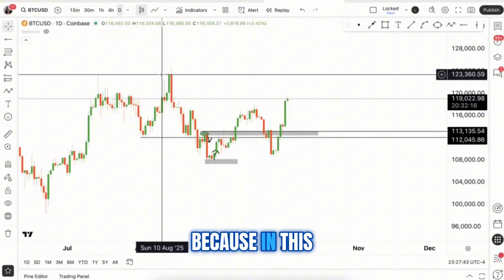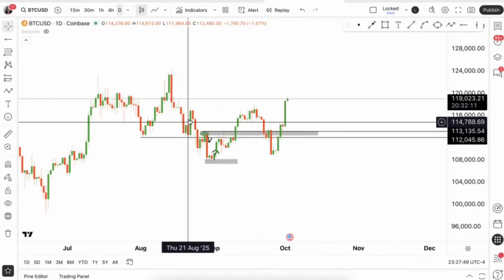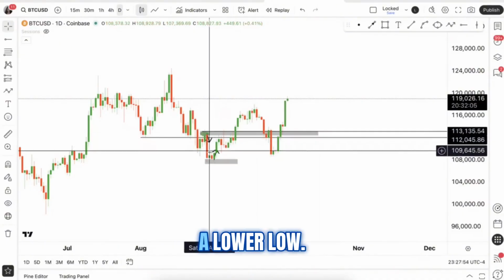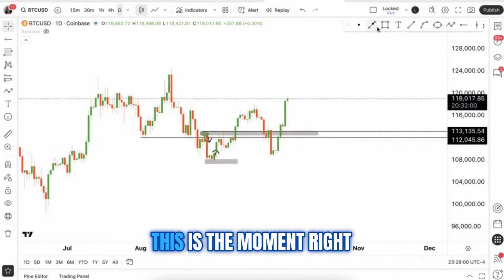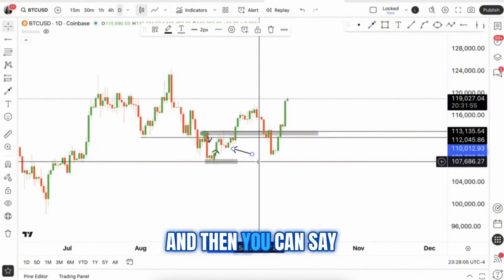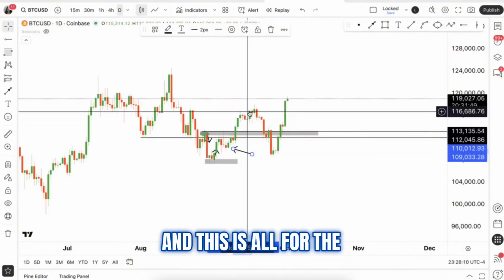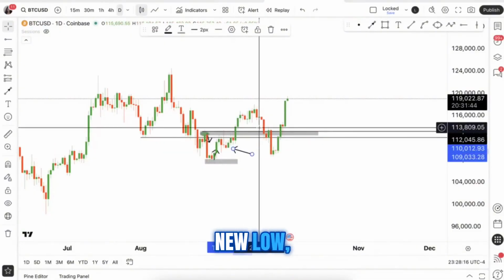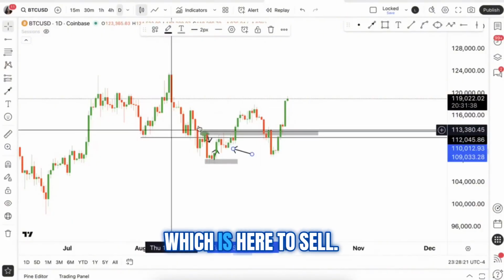Why? Because in this downtrend, we made a high, a low, a lower high, a lower low, a lower high, a lower low, a lower high, a higher low. This is the moment right here where price starts to become skeptical, and then you can say price is turning back bullish, right? And this is all for the correction. Then the correction happens after making a new low. Price ends up selling back down, going back under that level earlier, which is here, to sell.